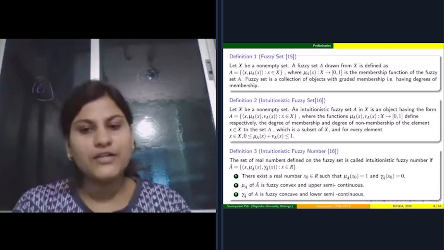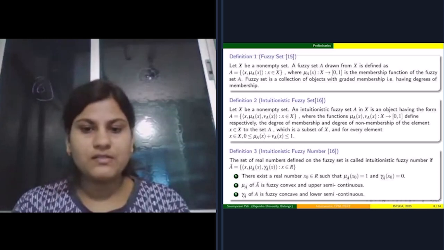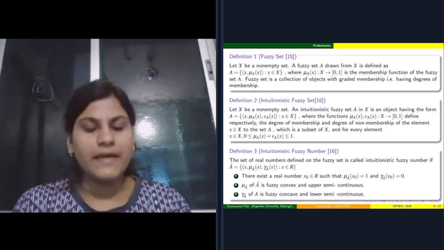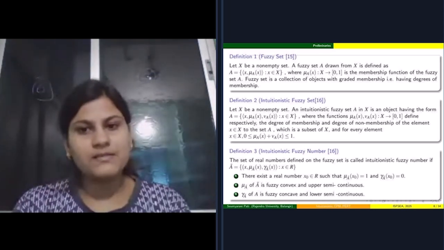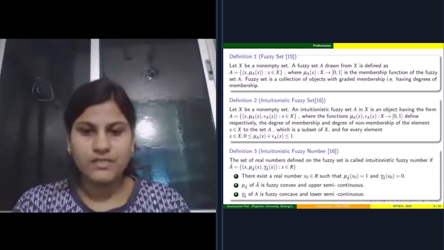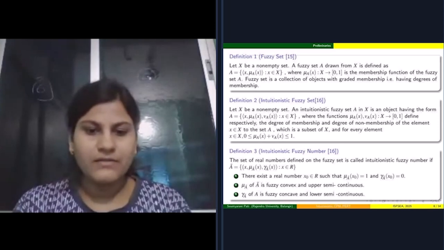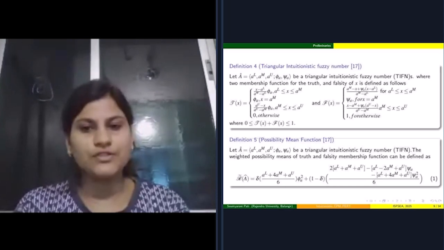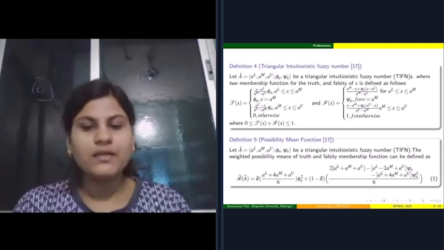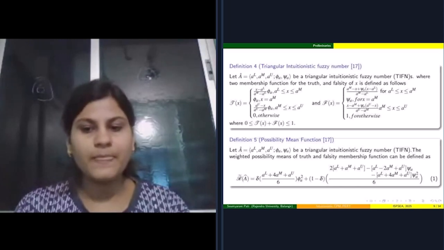And the second one is the intuitionistic fuzzy set. Let X be a non-empty set, and an intuitionistic fuzzy set consists of an ordered triple x, mu_A(x) and v_A(x), where mu_A(x) and v_A(x) define the degrees of membership function and degrees of non-membership function. An intuitionistic fuzzy number is defined in definition 3. A triangular intuitionistic fuzzy number is defined in definition 4. And to solve the CPM, we use the possibility mean function, which is defined in definition 5.